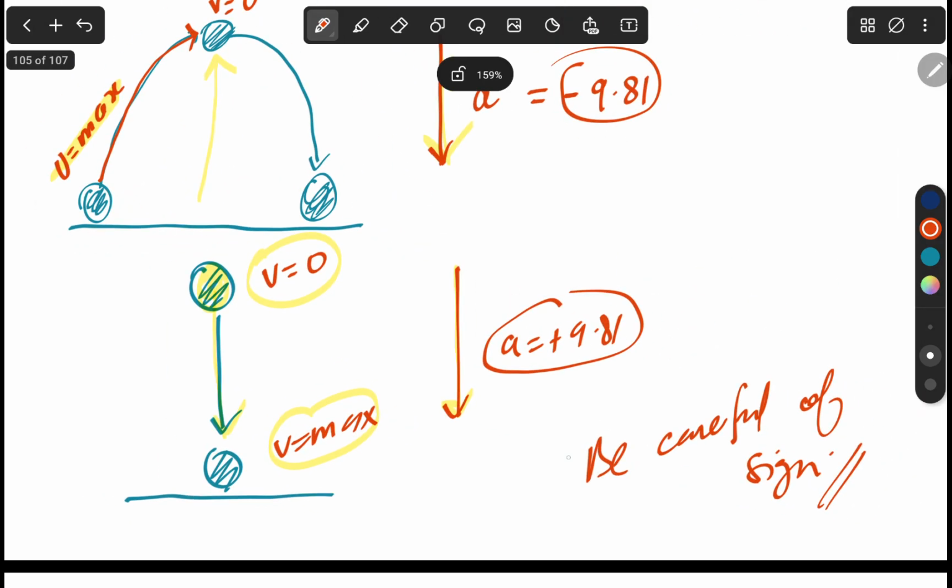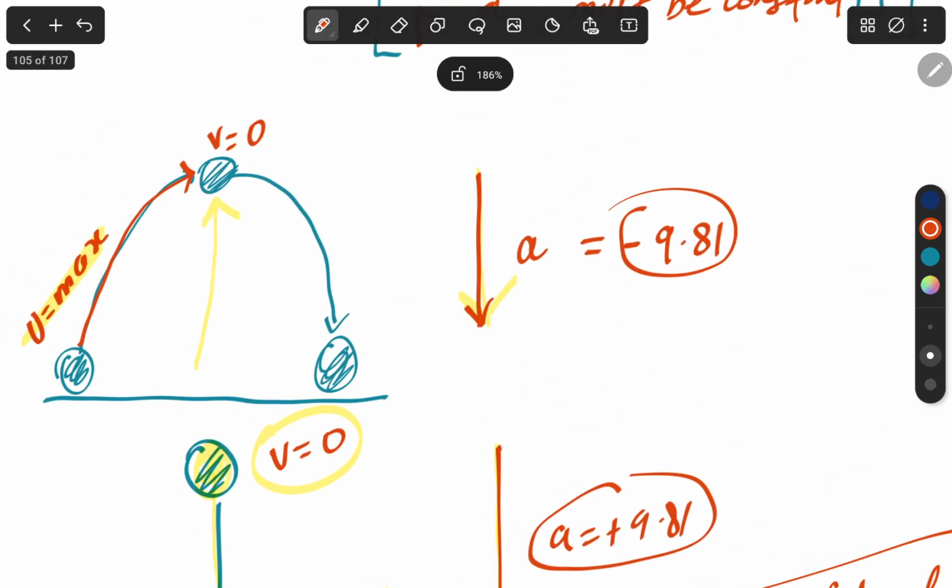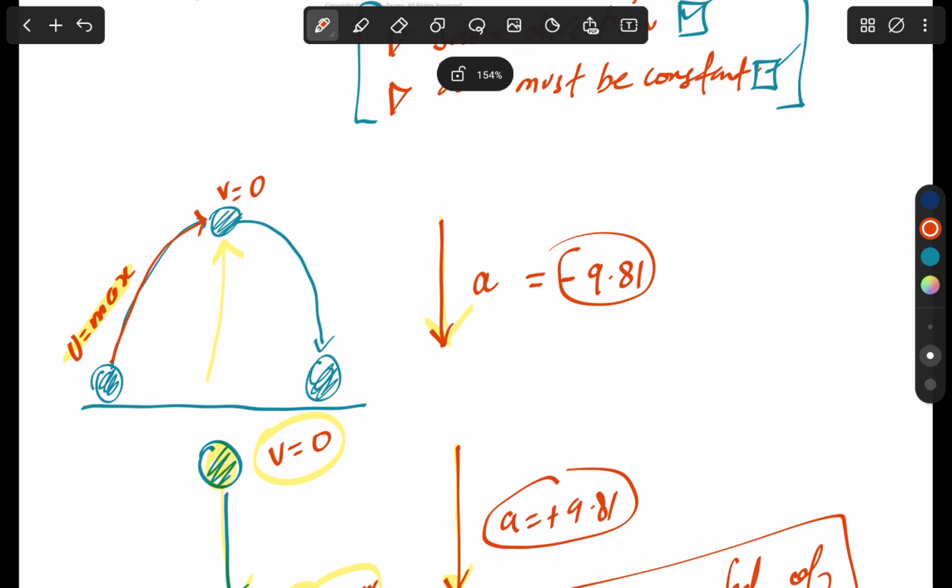Okay, be careful with this sign. Opposite direction means opposite sign, same direction same sign, right? This sign assignment, you can assign this sign. I have assigned down as negative and up as positive. You can flip it, that's up to you. Okay, in physics it's up to you whichever direction you want to take as positive and negative.